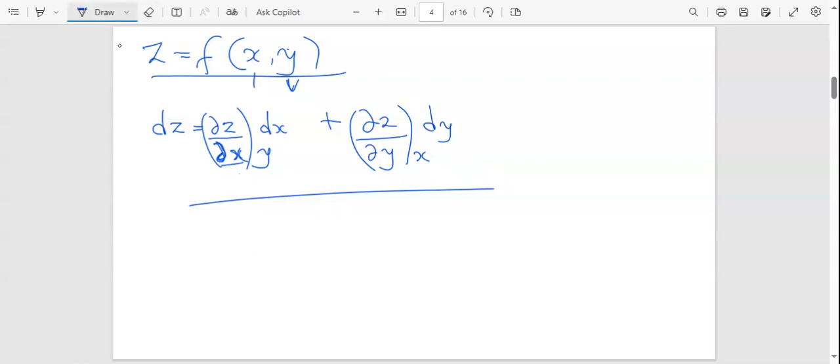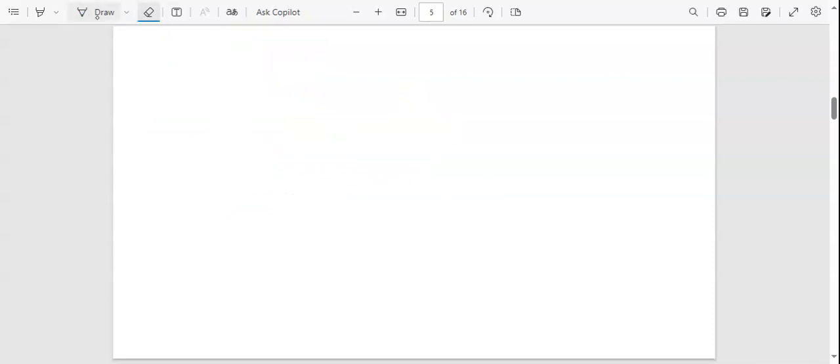So now that we have known this concept, let's go and do something. Suppose you are given a function g that depends on the variables t and p, temperature and pressure. Let me just go to the next page.